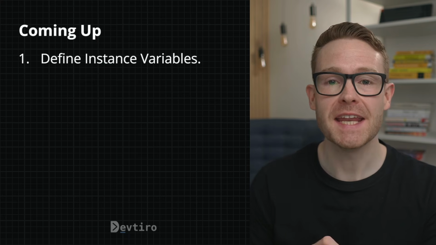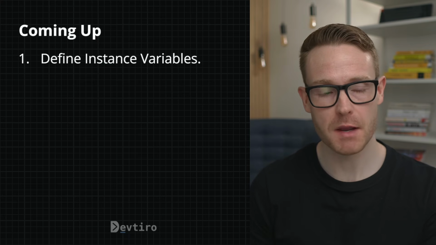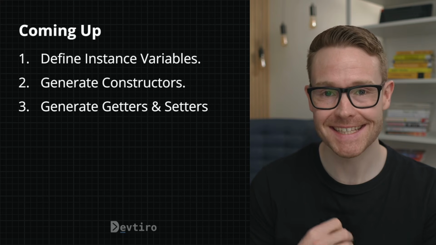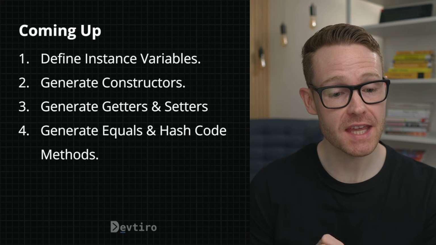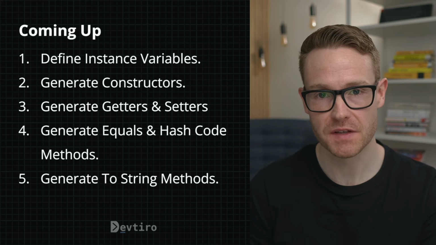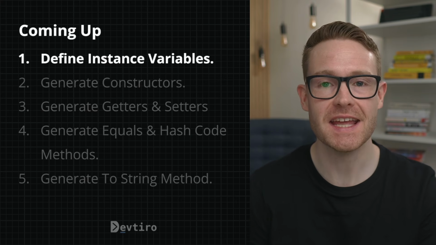Now that we've created our two enums, we can now create our task entity. So here's what we have coming up in this lesson. We're going to start by defining our task class's instance variables. We're then going to generate constructors. We're then going to generate getter and setter methods. We're going to generate the equals and hashcode methods. And then we're going to generate the toString methods. So let's get started and define the instance variables.